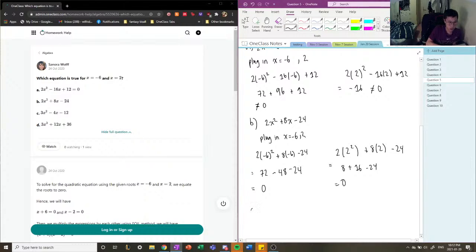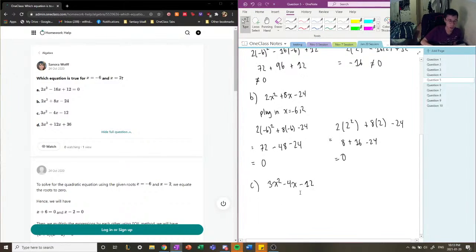All right, for C. Now we're going to use a different method, and we're going to use factoring to help solve this. By finding the factors of our function, it's very easy for us to identify the values of x that make our function equal to 0. So if we have 3x squared minus 4x minus 12, we're going to use the cross multiplication method again.